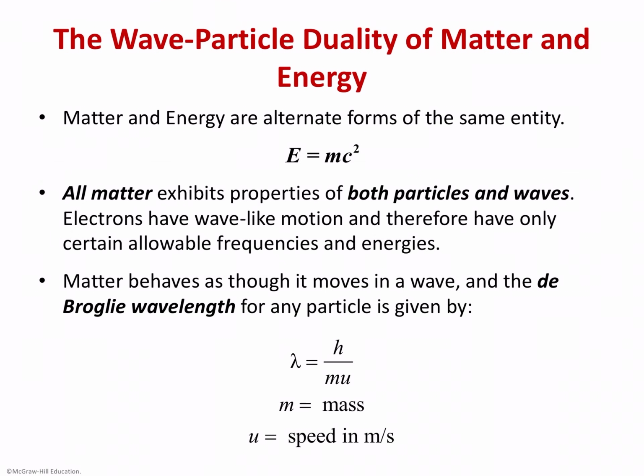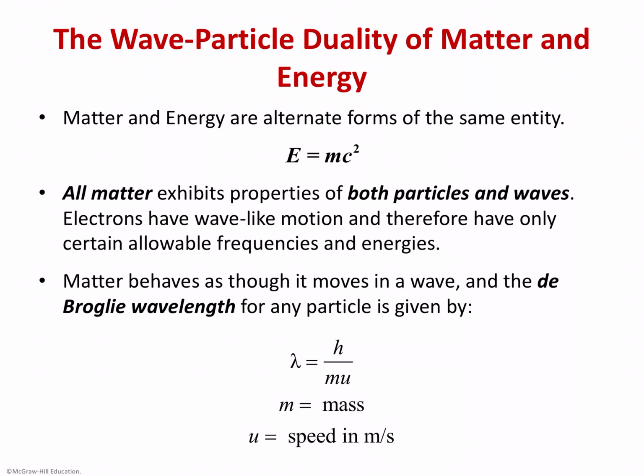Okay, right here. So you can see all matter exhibits properties of both particles and waves. Electrons have wave-like motion and therefore have only certain allowable frequencies and energies. Remember, we learned that the waves that we get from electromagnetic radiation have frequencies, wavelengths, and energies. So electrons are also considered as waves. So electrons also would have frequencies, energies, and wavelengths. Matter behaves as though it moves in a wave.